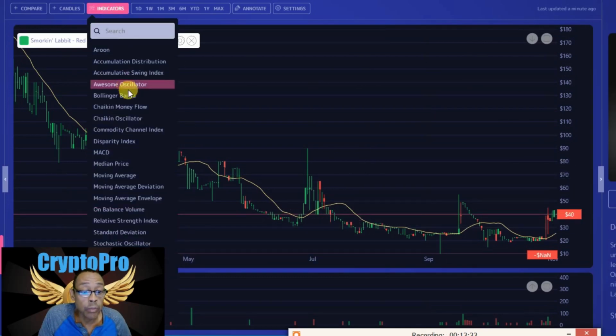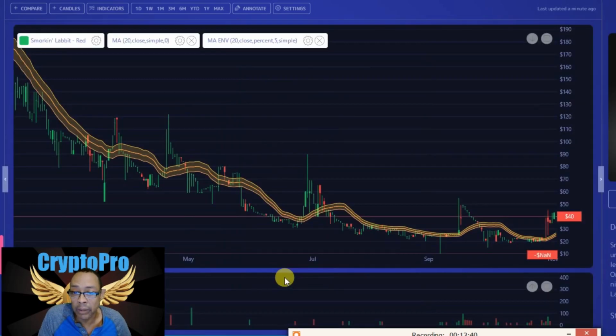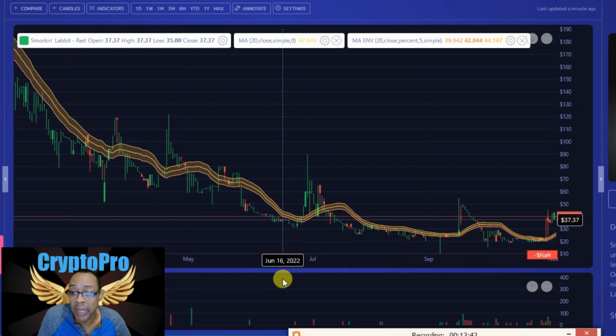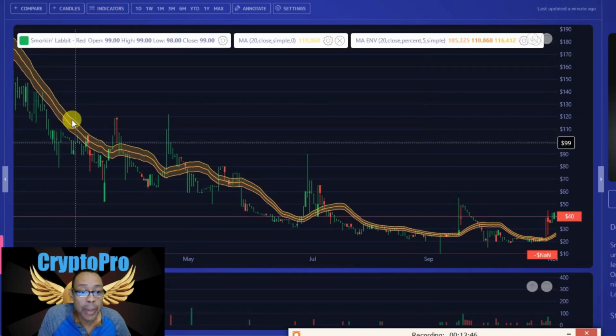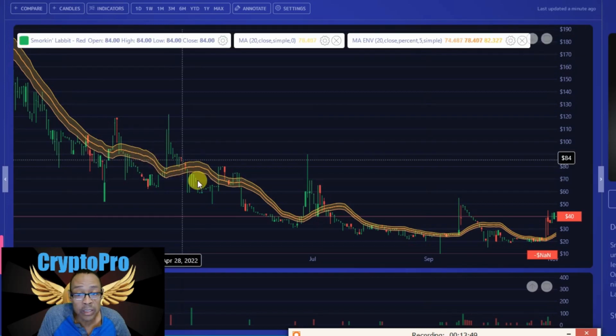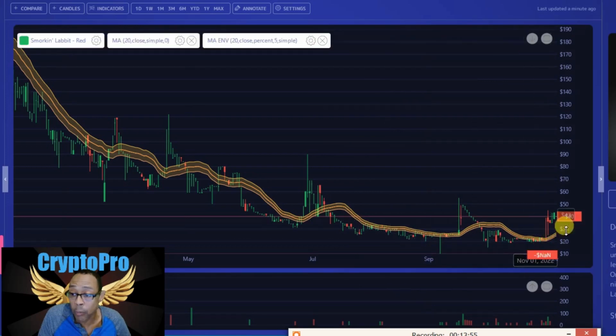Let's try the moving average envelope. Here we go. This one I like. This is a pretty cool indicator here because it gives 3 moving average lines. And when volatility is high, the band is thicker. When volatility is low, the band is tighter. And this one can also let you know where the trend is going. So we have an upward slope here.